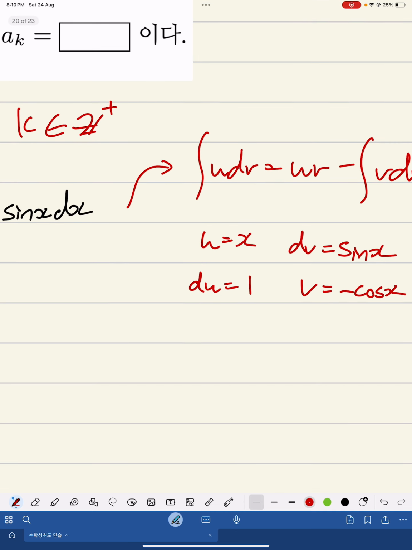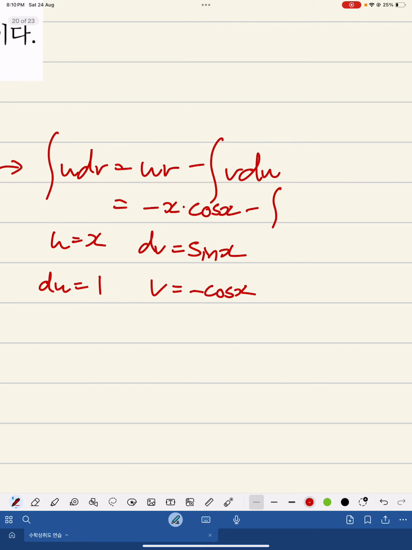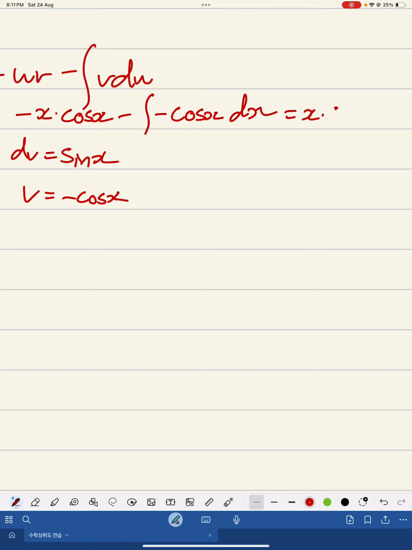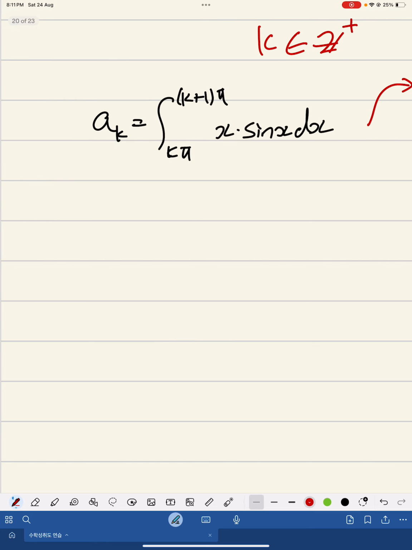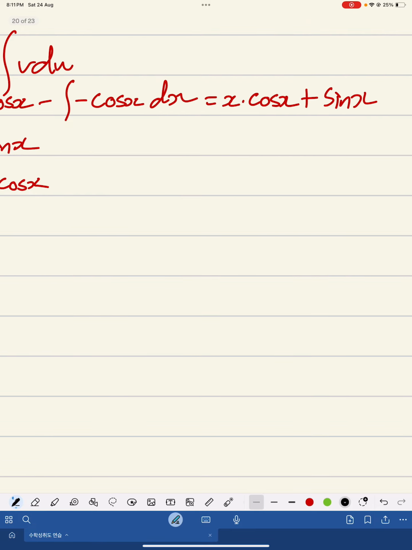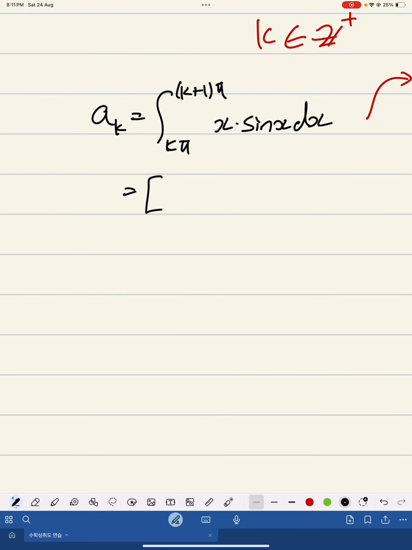Then we find this integral to be uv, which is minus x times cosine x, minus the integral of v times du, which is minus cosine x dx. The minus minus comes out, so we get minus x cosine x plus the integral of cosine x, which is sine x. That's an indefinite integral, and there is a minus right here, that is my bad. So as a definite integral, that would be sine x minus x times cosine x from kπ to (k+1)π.